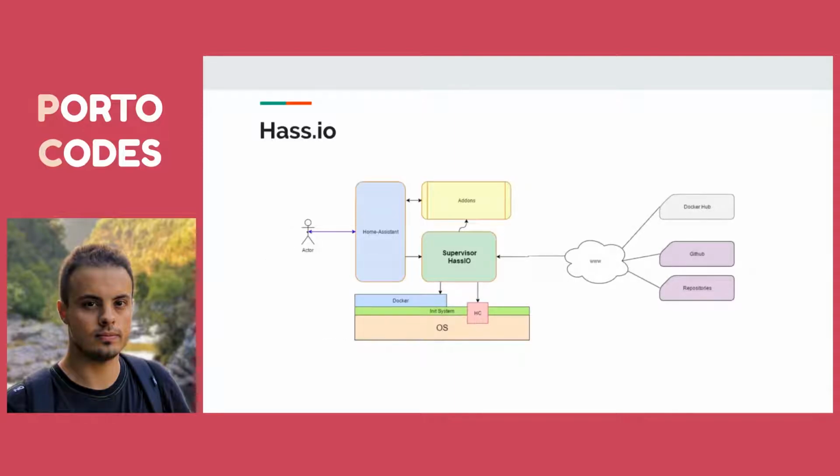So this is the architecture of it. As you can see, Home Assistant is managed by Hass.io. I don't think we need to get into much detail of it. Just to give you an idea that Hass.io is like a manager of Home Assistant and the add-ons. They all run on Docker containers, and Hass.io updates the containers and saves the configuration, and also has the ability to control the OS with the host controller.